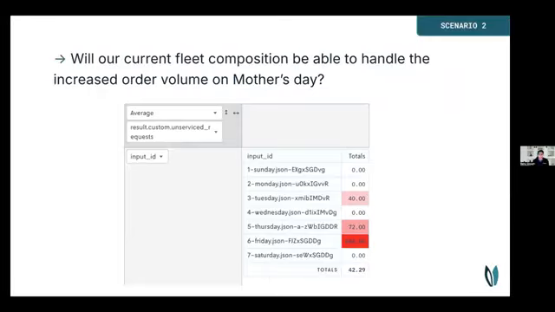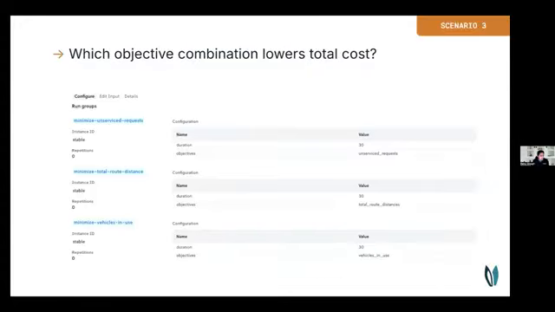We were also able to look at a week in the past using an input file that we had saved from a week that had really large spikes in order volume for, let's say, a holiday like Mother's Day. And we were able to then customize that chart to look at each day and see which days would have the highest unserviced requests based on our current fleet composition. And we also looked at which objective combination lowers total cost. So again, this is where we set a rule and then created different run groups with different options. And then the platform actually chose the best run for us to use moving forward.